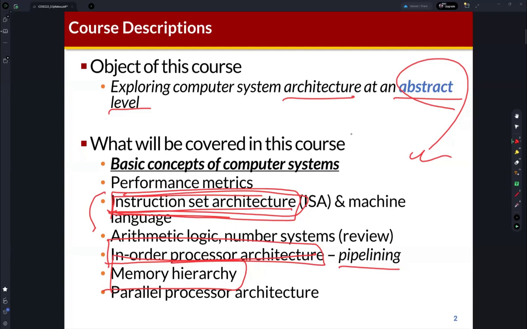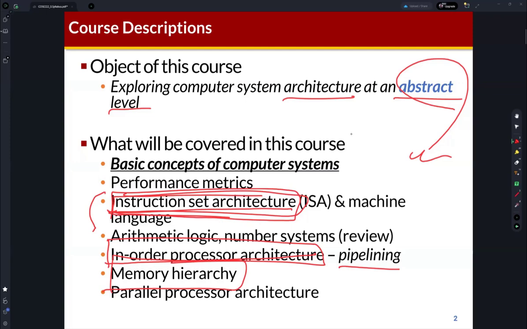So at the end of the semester, if you take this course, you need to understand the instruction set architecture and basic processor architecture, such as pipeline architecture and memory hierarchy. These are the three main topics which will be covered in this course. We will learn about the instruction set architecture and machine languages, such as assembly languages.